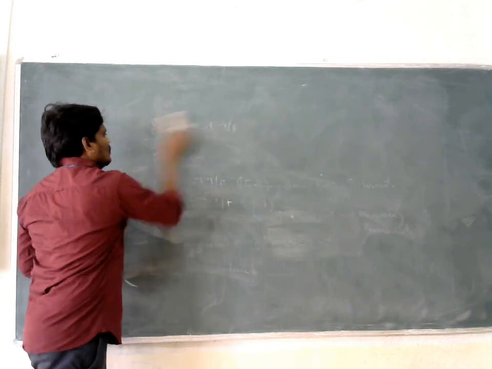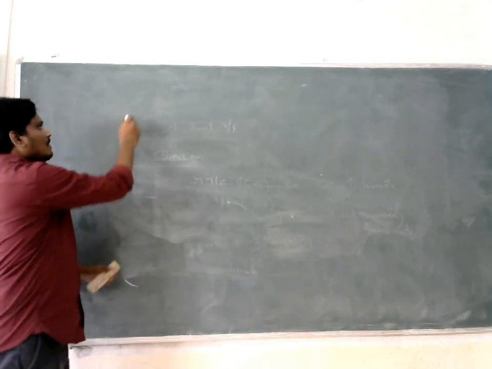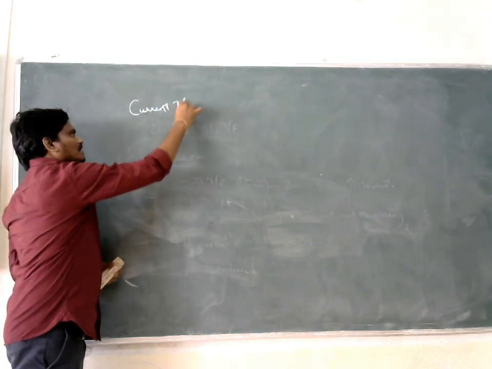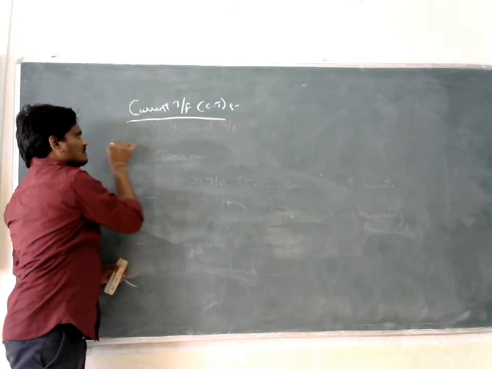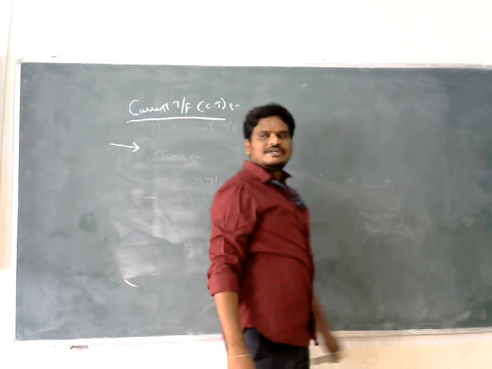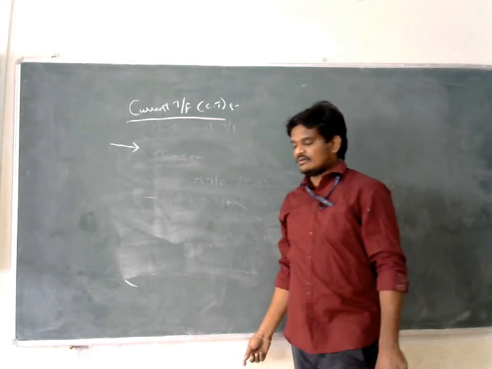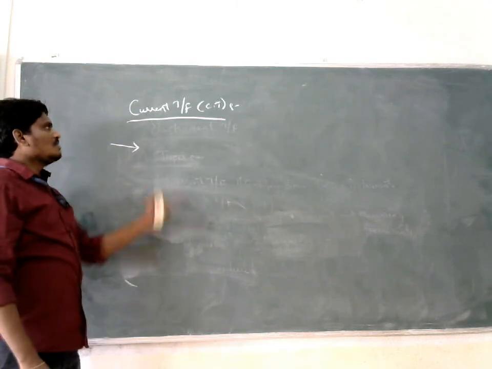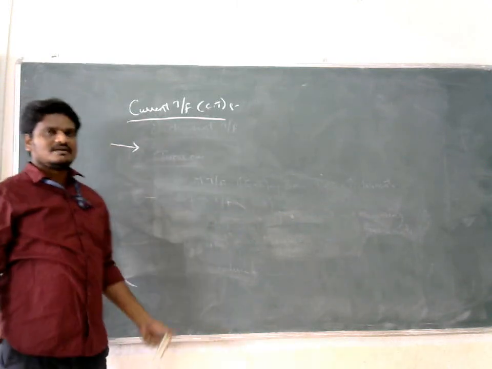Now we will discuss in brief about what is current transformer and what is potential transformer. What is the main purpose of instrument transformer? It is used to measure the voltage levels, current levels, not measure. It is used to transform the voltage levels or current levels. So what is the first type of instrument transformer? Current transformer.